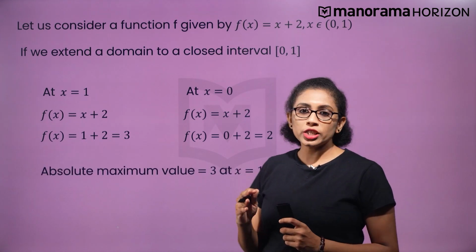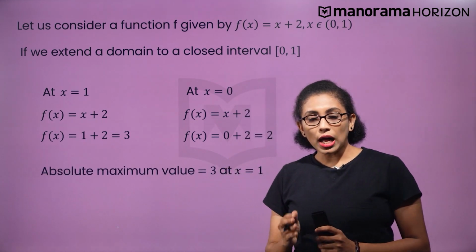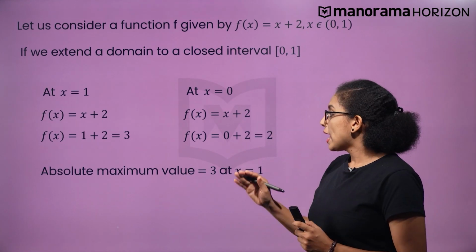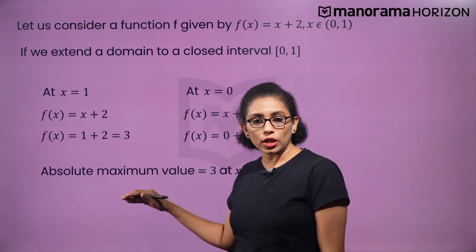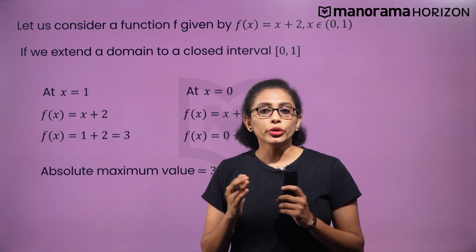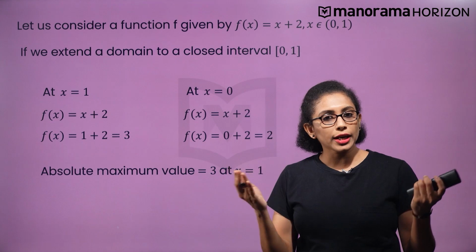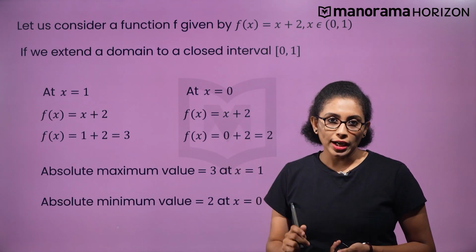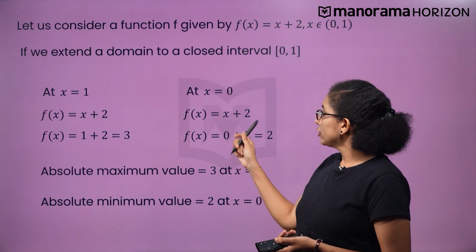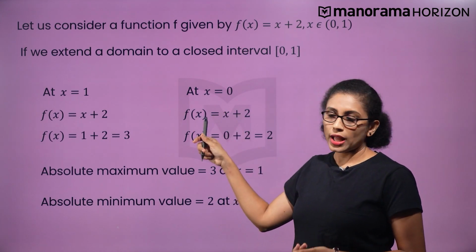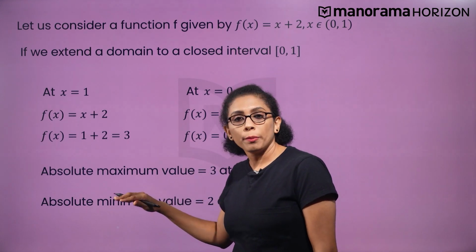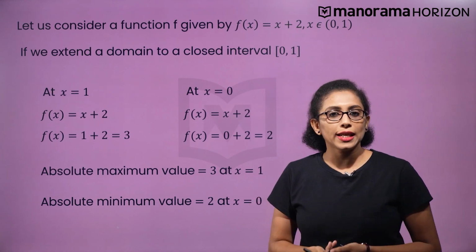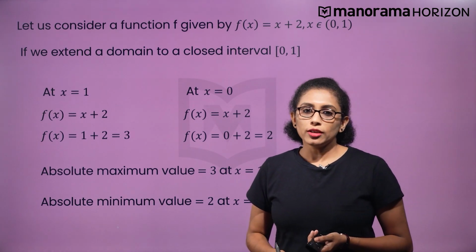Thus, the function has maximum value 3 at x is equal to 1, and it is called the absolute maximum value, or it can be called the global maximum, or it is the greatest value. Similarly, the function has minimum value 2 at where? At x is equal to 0, and it is called absolute minimum value or global minimum, or it's the least value. Let's see through the graph.